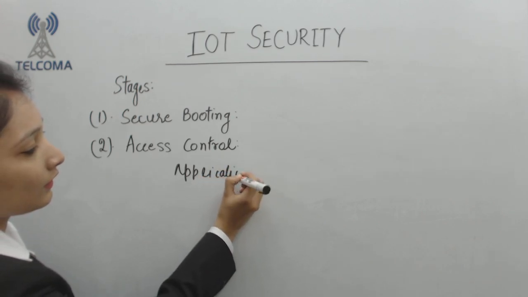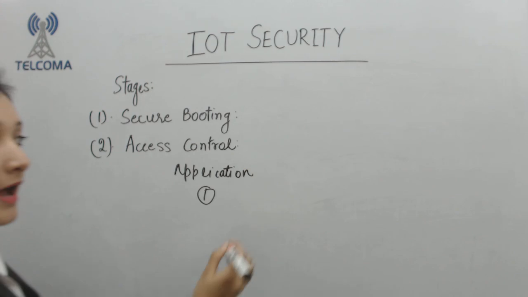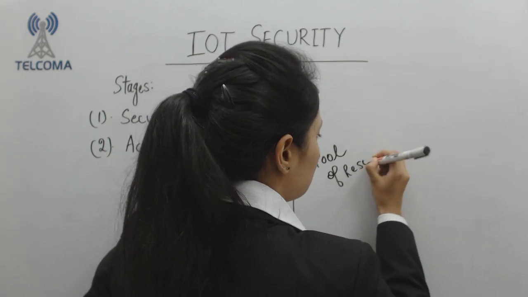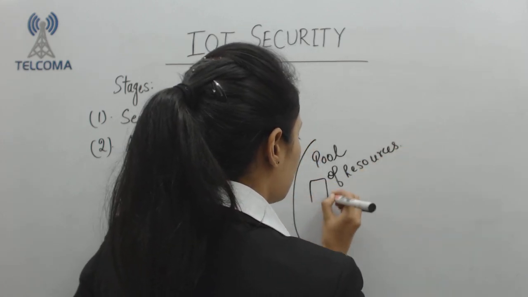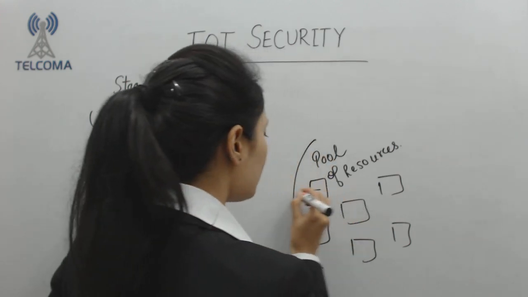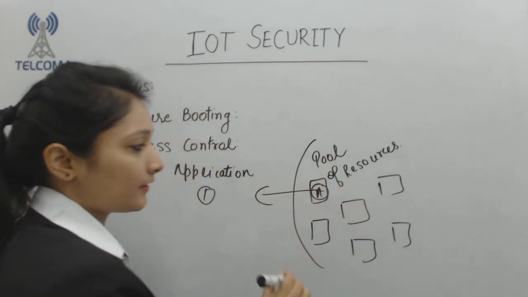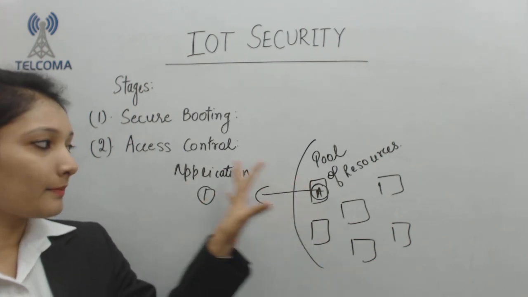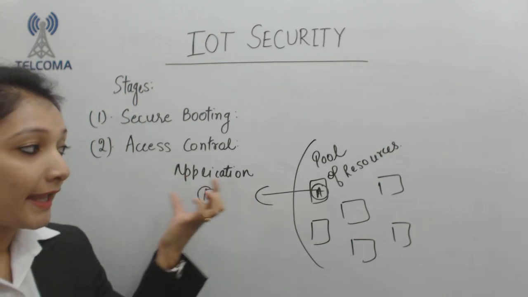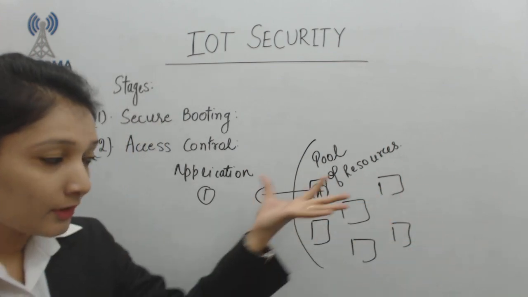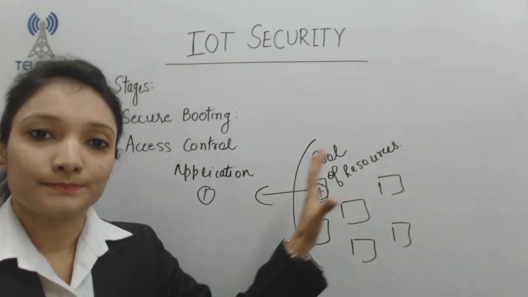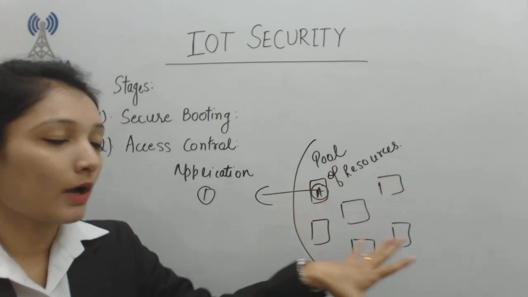For example, if I have here a certain application one, and in my system, I have a pool of resources. Now, if this application only requires this A, which is my sensor data, then this resource is required by this application and its work will be done. So this particular application should only be able to access this resource. Its access should be limited only to this particular resource, and all the others should be banned. It should not be able to access those resources.